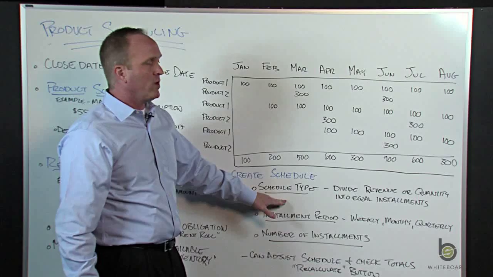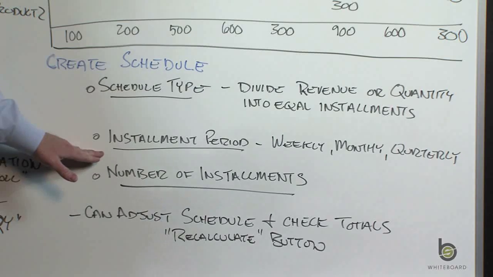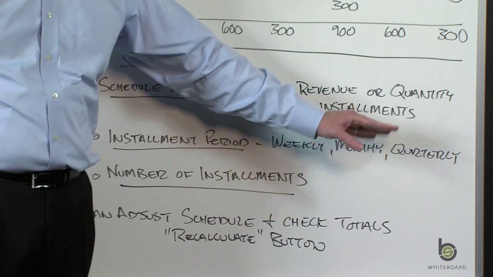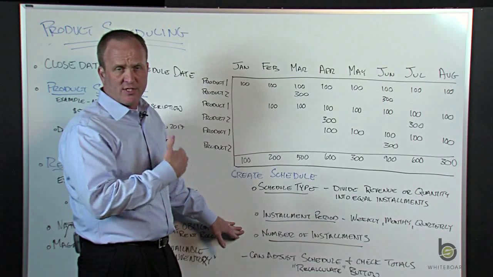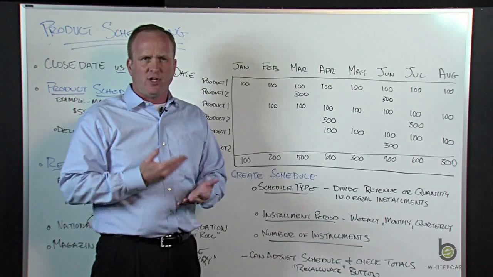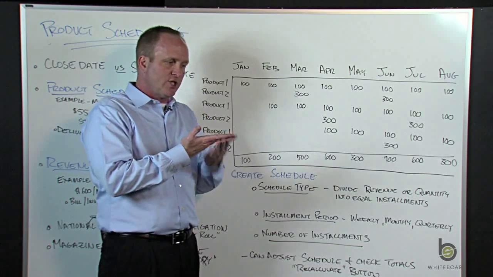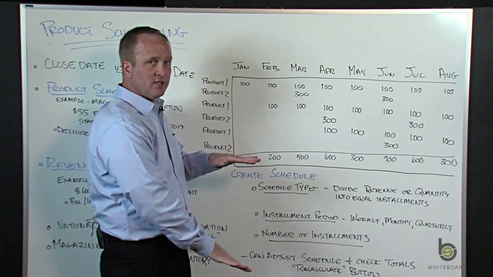Once you say what you want to divide, either the units, the quantity, or the amount, what's the installment period? What's the frequency? Is it weekly, monthly, quarterly, annually? And then how many installments do we want? 4 installments if it's quarterly, 12 installments if it's monthly. How do you want me to break up that number? This is a little wizard, and Salesforce will schedule out based on the filters you pick up front and create the schedule.